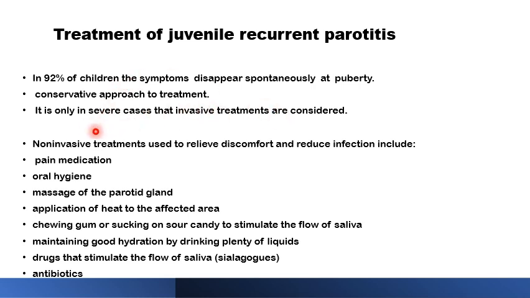The conservative management includes things like painkillers, oral hygiene to prevent ascending infection, massage of the parotid gland to try and empty the gland of the infected material and the accumulated saliva and mucus, application of heat to the affected inflamed area, and using things like chewing gums or sucking on a sour candy to stimulate the flow of saliva that may flush the duct system out of all the infected material and the retained saliva, and maintaining good hydration, which also helps in the promotion of salivary flow rate. Also, some sialagogues, drugs that stimulate the salivary flow, can be tried, and antibiotics.